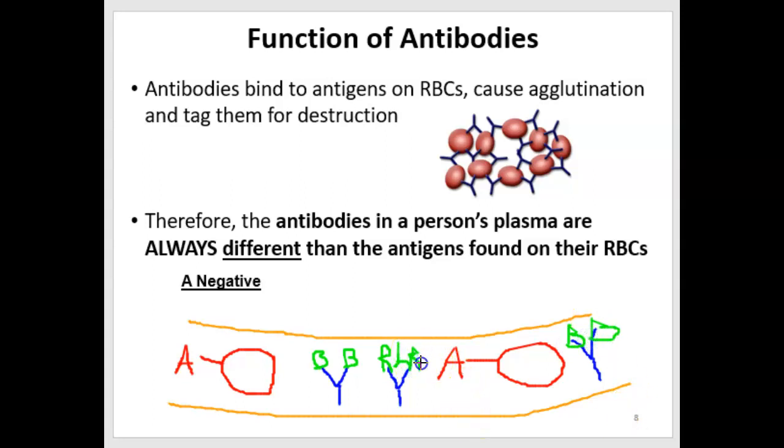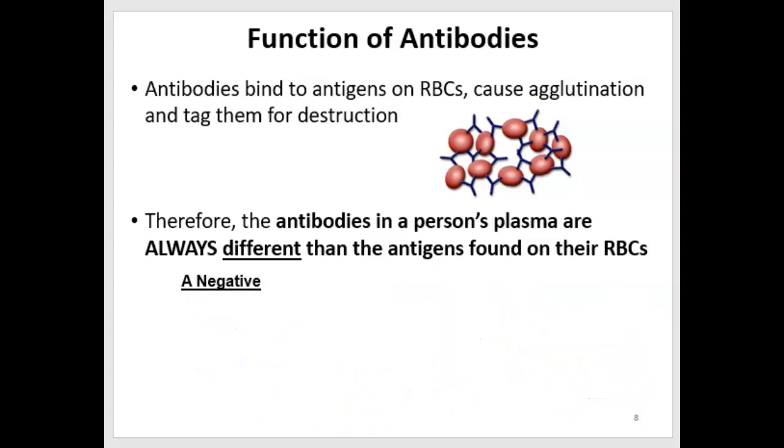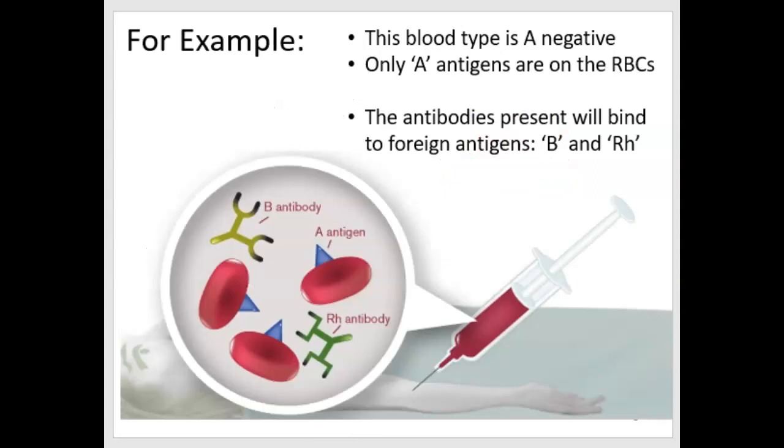So if this person was to receive a red blood cell that had a B on it, that would be foreign to them because they're type A, right? So this B antibody would bind to that B. We'll do that again in a little bit. First, I just want to talk about blood typing and the antigens and antibodies present in a certain type of blood. This is relevant to your first week lab as well.